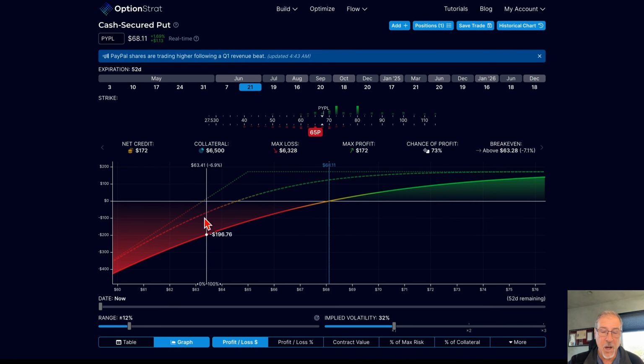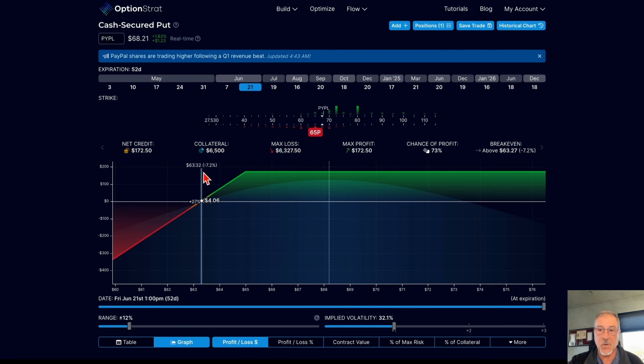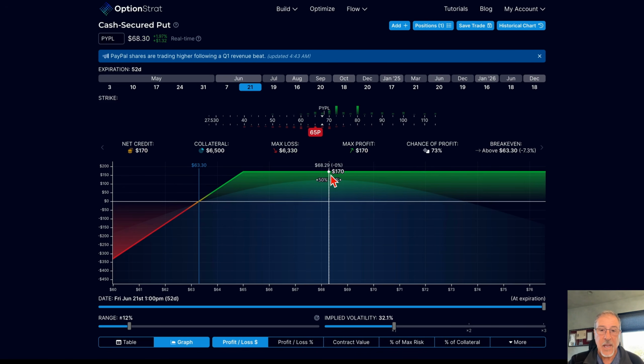This is what my payoff diagram looks like. And what I want you to note is that even though I'm going to have to pay $65 for this stock if the stock falls below 65, let me just carry this out to expiration here. My break even is all the way out here at $63.32. So it also shows me that right here. So the stock, even though I have to buy it at 65, I am still profitable even if I have to pay all the way down here to 63.31.